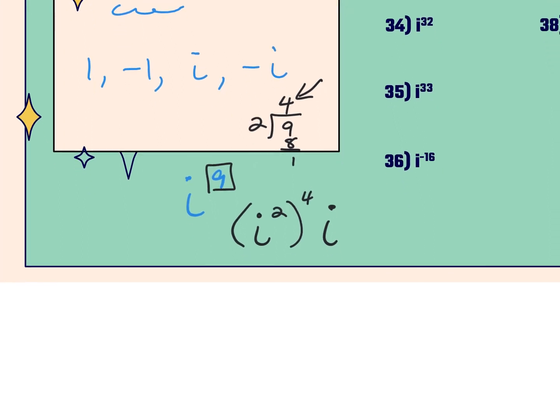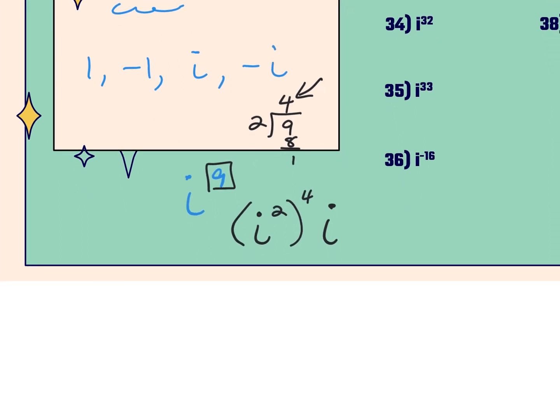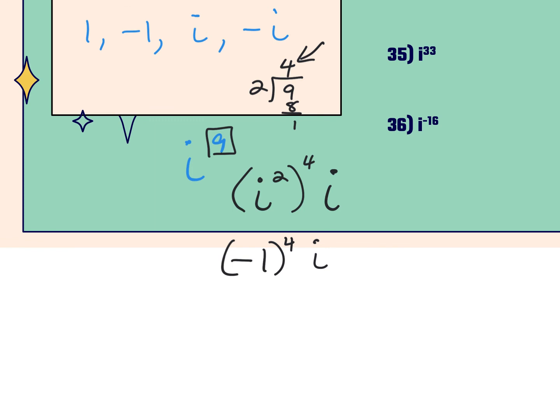Now what I'm going to do is take i squared and replace it with negative 1. Whenever you have a negative 1 raised to an even exponent, the answer is always positive. If that exponent was odd, my answer is negative 1. So negative 1 raised to the 4th power, which is even, is positive 1, and then times i, and my answer to i to the 9th power is i.